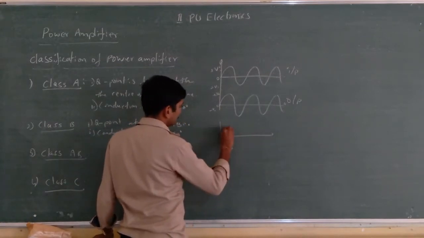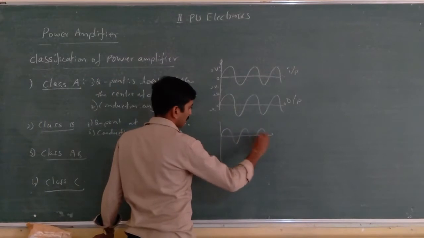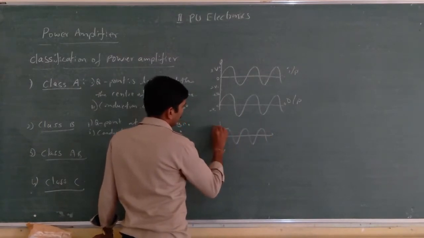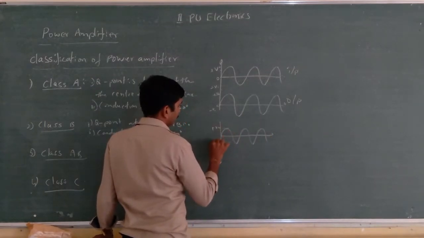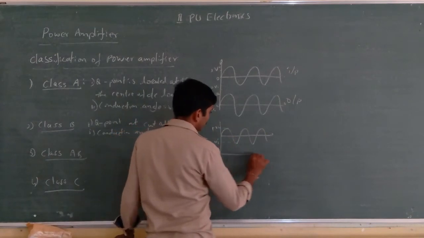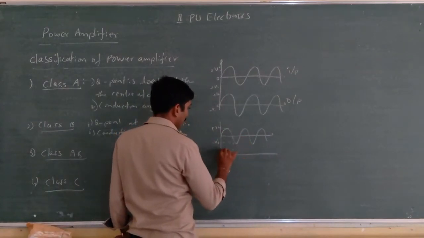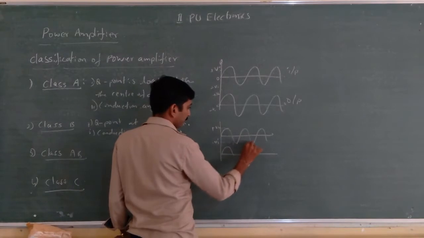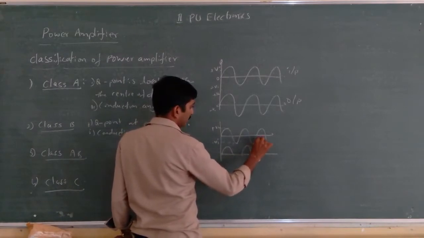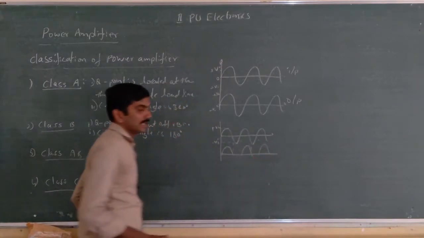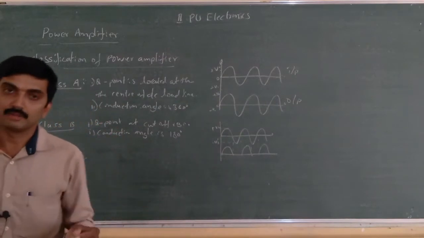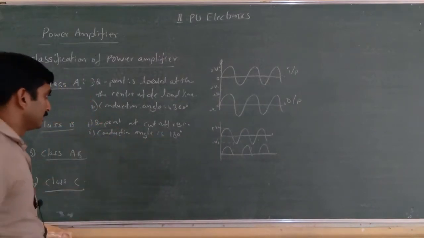The signal is like this. This is the input signal, Vm plus, Vi minus, Vi, and this is the output signal. So here we have only positive half cycles. The negative half cycle is absent like this. It conducts only during the positive half cycle of the input signal. So this is the output.